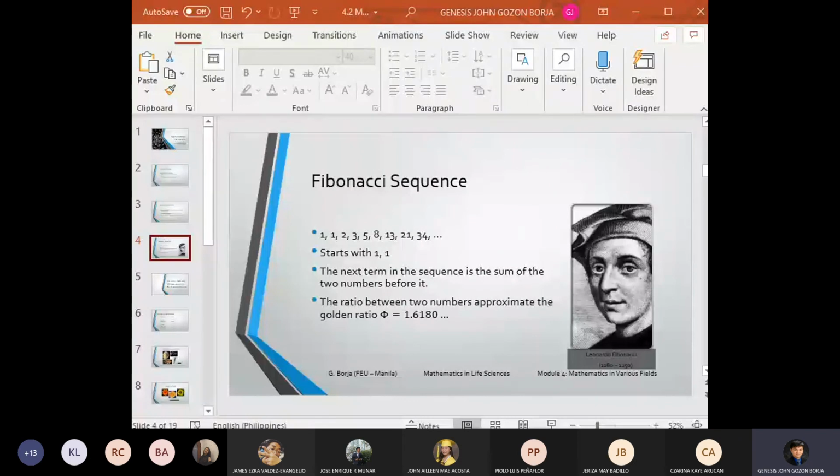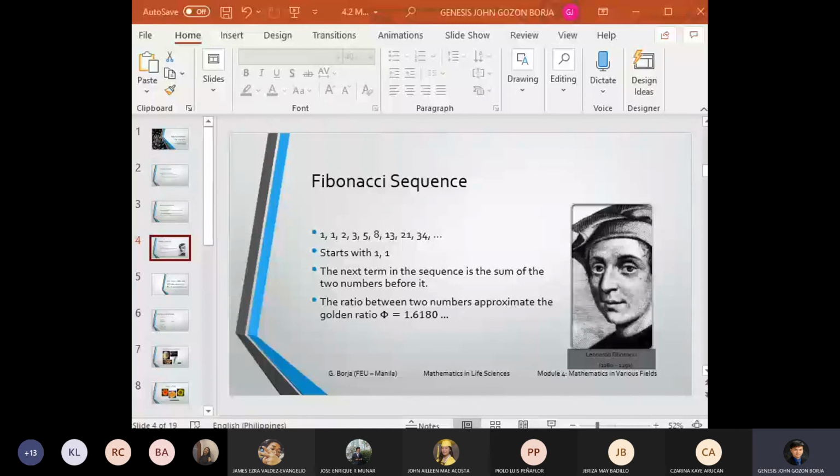So what will be the next term after 34? Sige nga, let me check if you know the Fibonacci sequence. What will be the next term after 34? So 34, and then we have 55. Yan, tama si Piolo. Thank you, Piolo and Zarina and James. Ayan. So that will be 55 kasi di ba we have 21 plus 34. Okay?